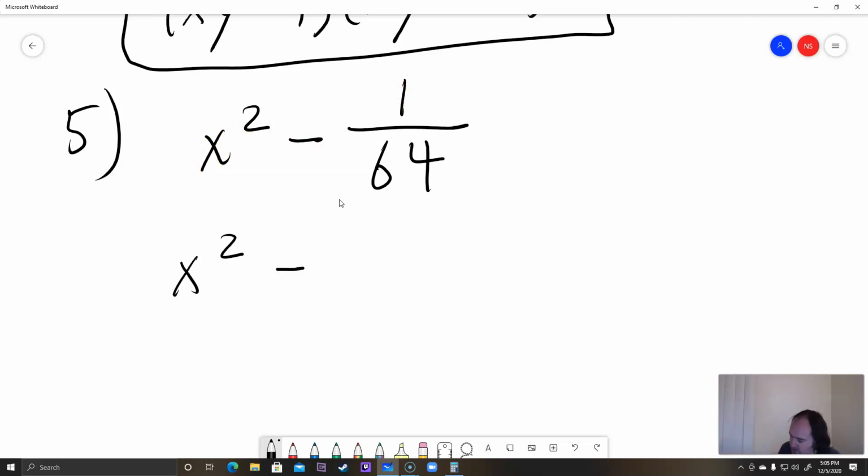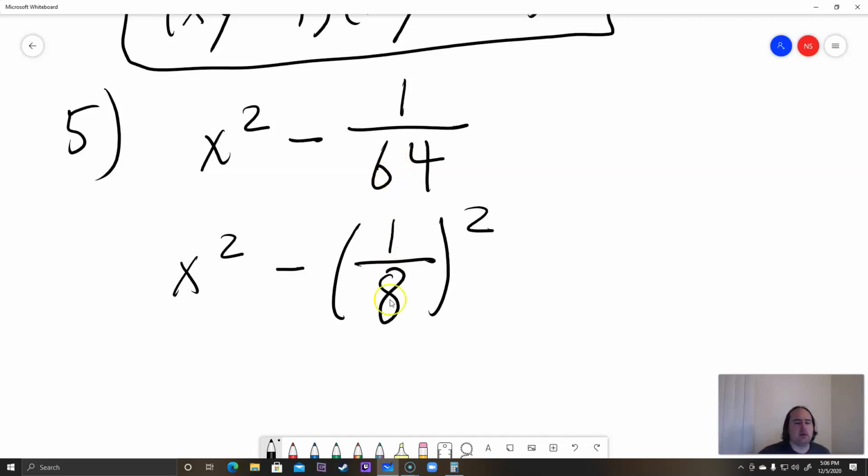But for the second thing, we need to think, with parentheses, what squared gives me 1 over 64? Well, in the numerator, we know we have 1, because 1 squared is 1. So that gives us our numerator. And then in our denominator, we have to think, well, what squared gives me 64? Well, from your times tables, you should know that 8 times 8 is 64. So that means we have to write an 8 in the denominator. Okay, so you should actually have x squared minus the quantity 1/8 quantity squared.